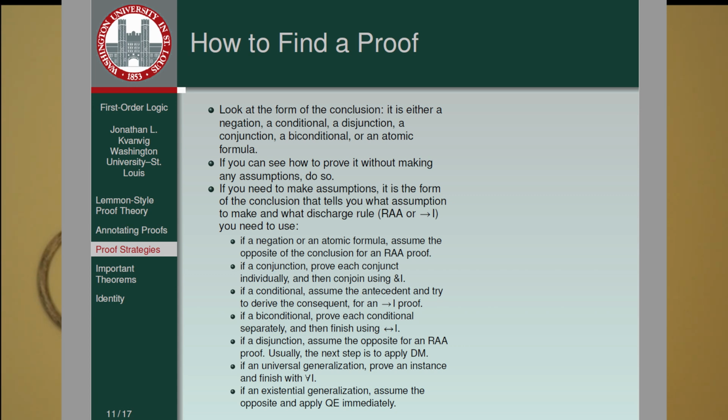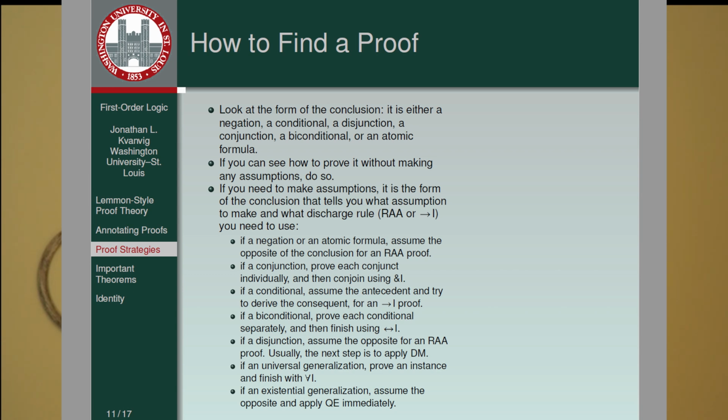For atomic formulas and negations, use RAA. It's designed for such formulas. For atomic formulas, simply assume the opposite of that formula, derive a contradiction, and then discharge by RAA and you're done. Same thing for a negation formula. If you don't see how to get a negation formula, assume the unnegated form, get a contradiction, and discharge.